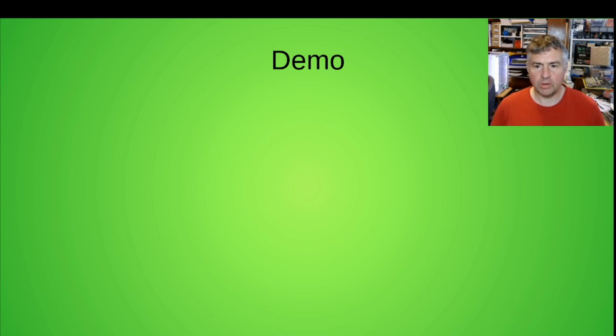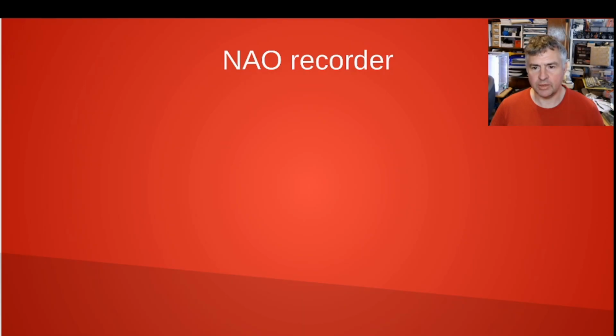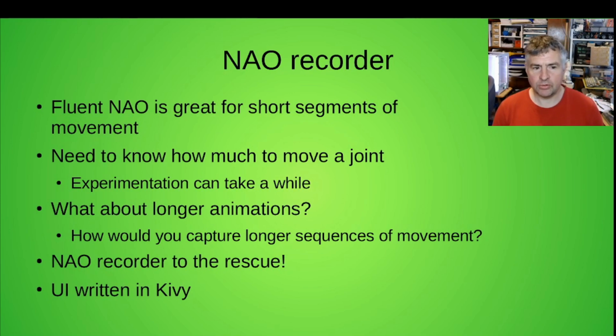Okay, so having talked about Fluent NAO, I'd like to move on to NAO Recorder, which is sort of a companion project to Fluent NAO. Fluent NAO is great for short segments of movement. It's quite intuitive, so you can have a pretty good idea of what commands you need to use. You then might need to do some experimentation to work out how much to move the arm. So you might have an arm up and you want to tweak that a bit more, and that might take some iteration. But as you've seen, you can do that interactively just using the Python shell.